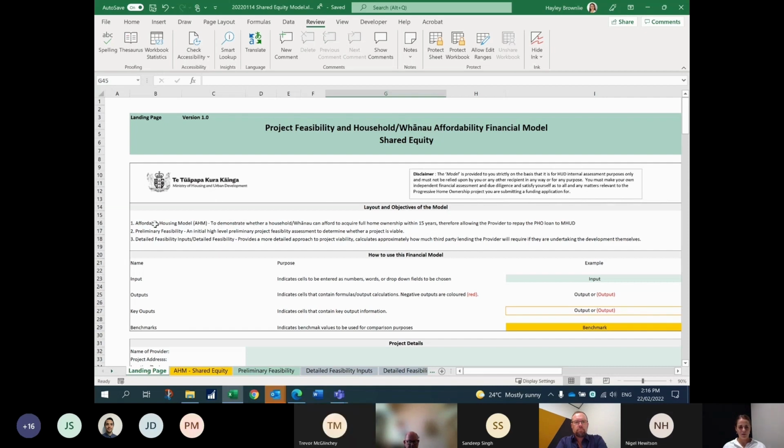And you can see here we've got tab 1, the affordable housing model, in orange here. Tab 2, the preliminary feasibility model in green here, and tab 3, the detailed feasibility inputs and detailed feasibility model as number 3 and in grey down here. So this page also works you through how the model operates in terms of the colour of the cells, with the green shaded cells being the input cells and the balance of the model being locked for version control.